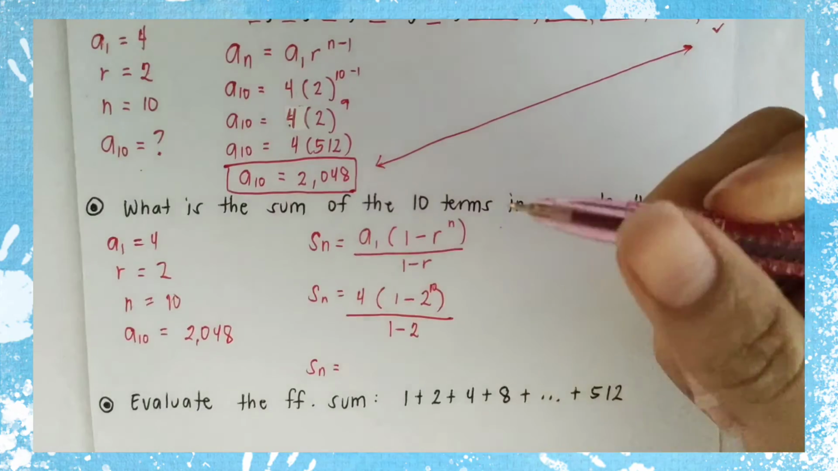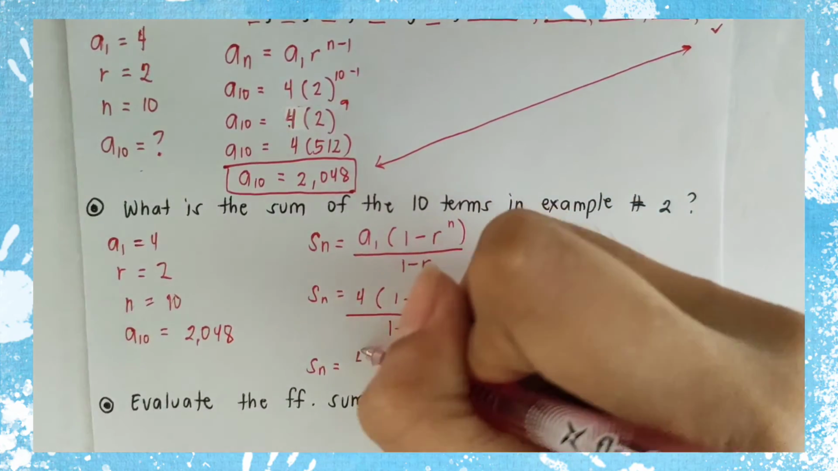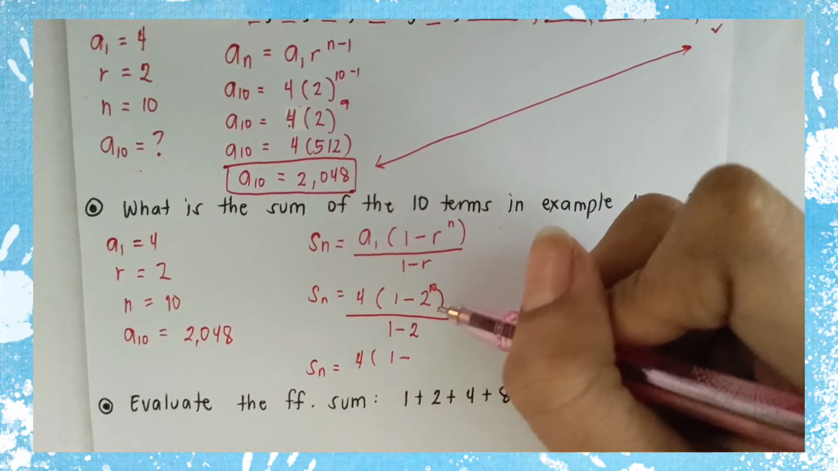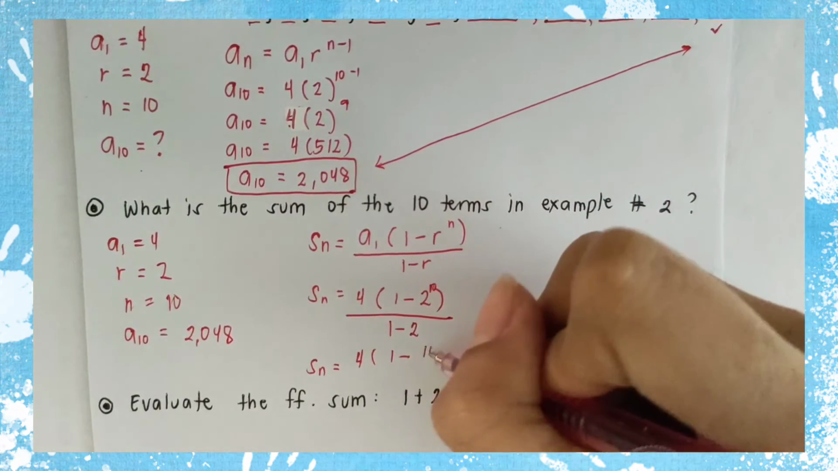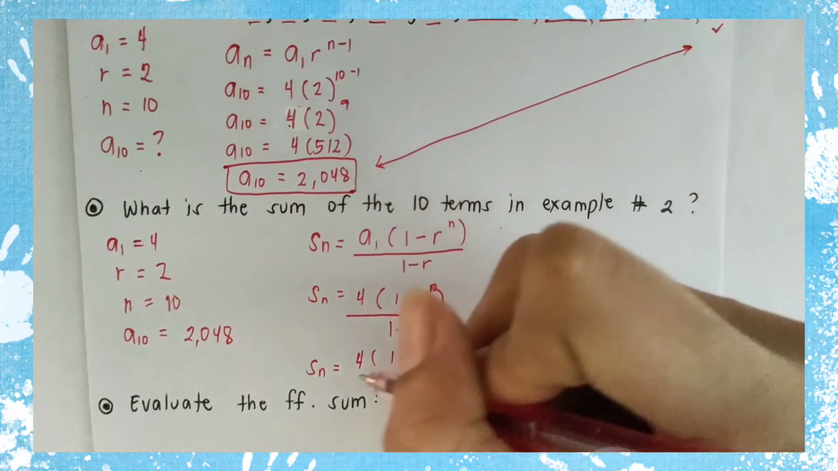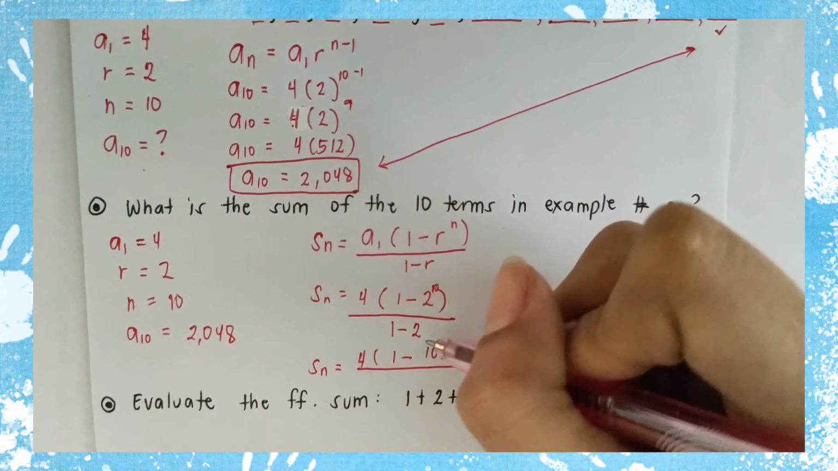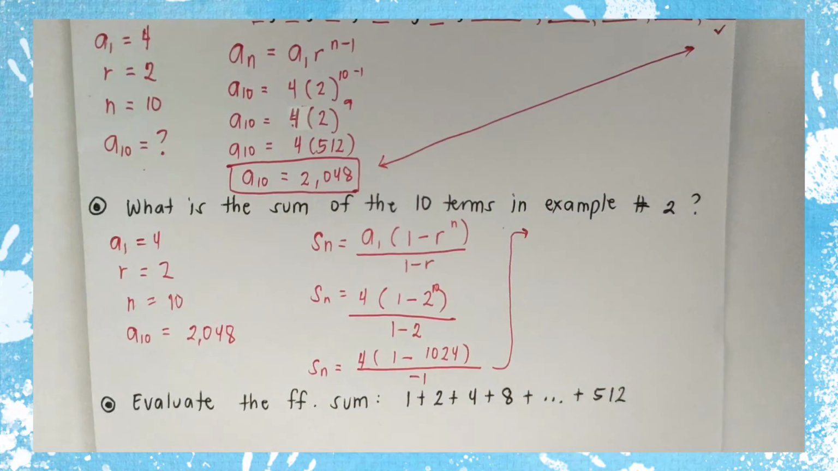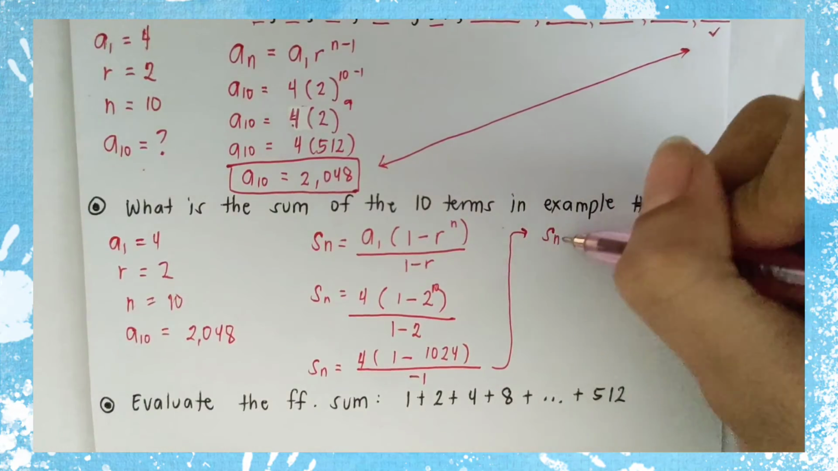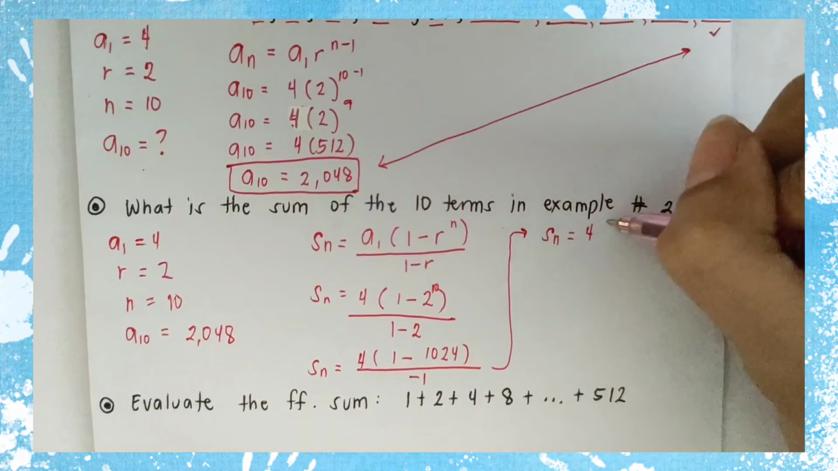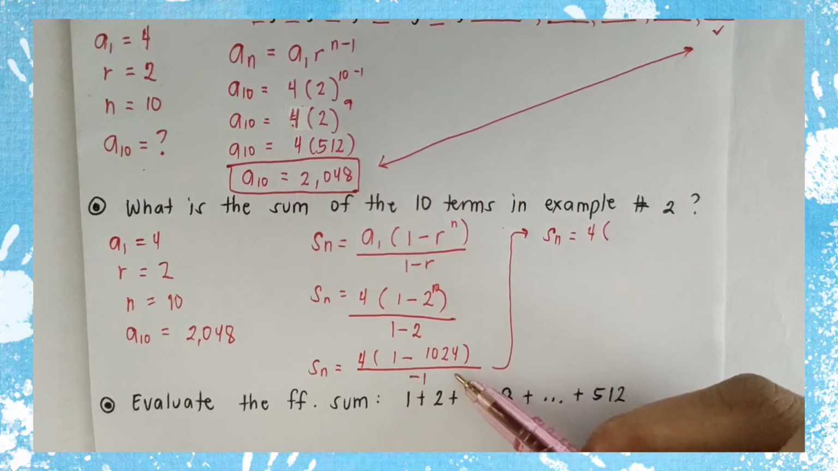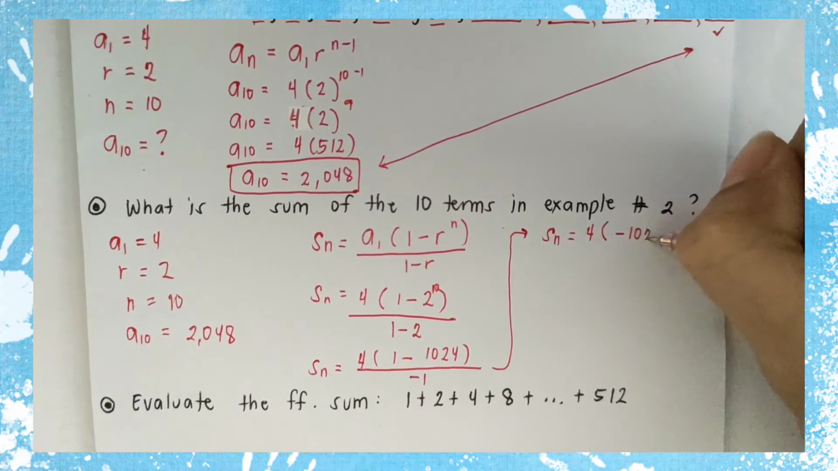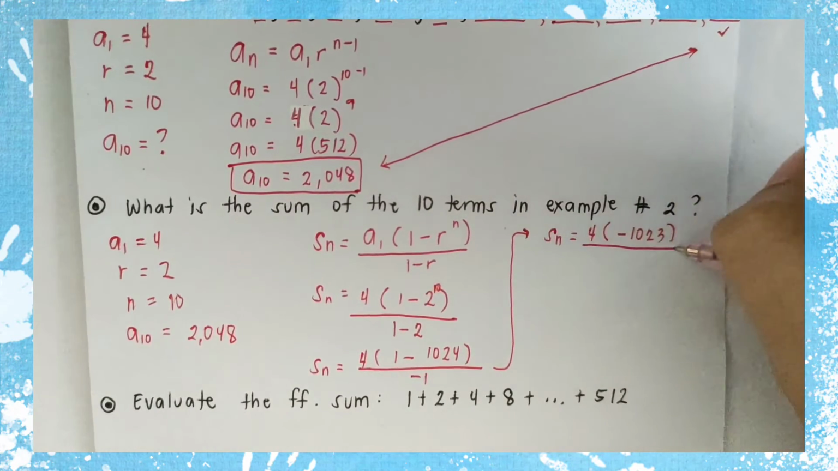S sub n is equal to 4 times 1 minus 2 raised to 10, that is 1024, divided by 1 minus 2 is negative 1. Let us continue. S sub n is equal to 4 times 1 minus 1024 is negative 1023, divided by negative 1.